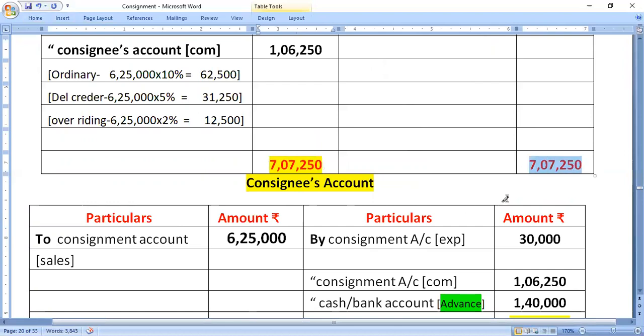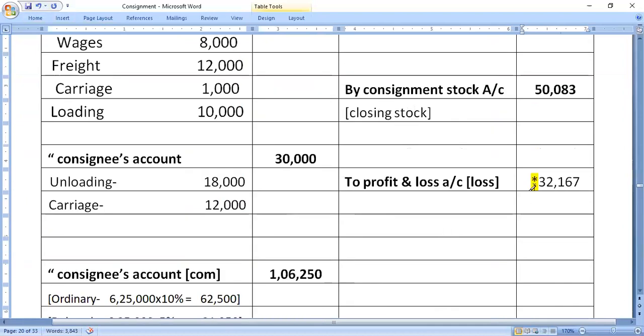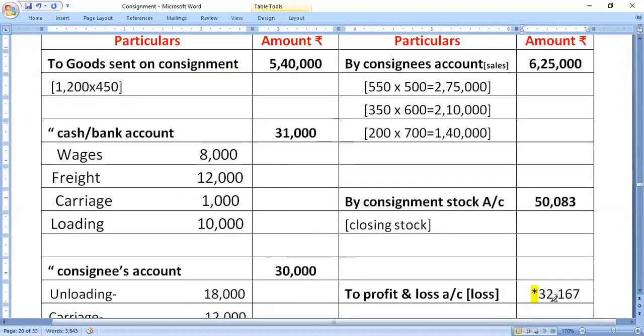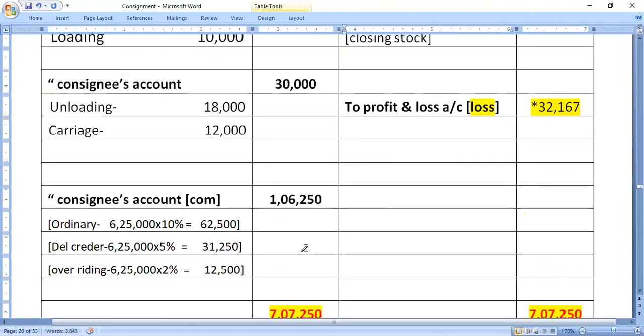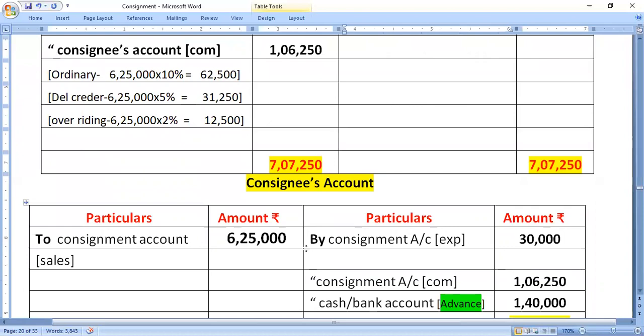7 lakh 7,250, my dears. The balancing figure: out of 7 lakh 7,250, you should deduct 6 lakh 25,000 and 50,083. The balancing figure is 32,167. That is called loss, my dears. So consignment loss 32,167, my dear students.